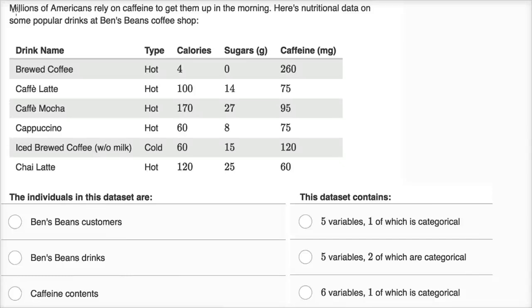So we have this question that says millions of Americans rely on caffeine to get them up in the morning. And that is probably true, although for me, if I drink even a little bit of caffeine in the morning, I won't be able to sleep that night.